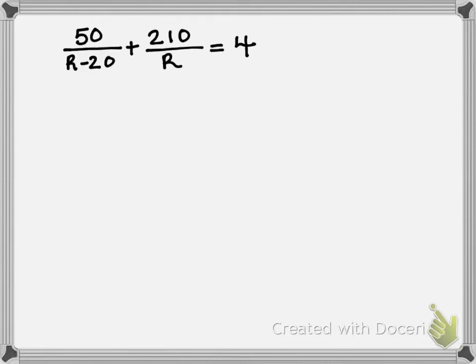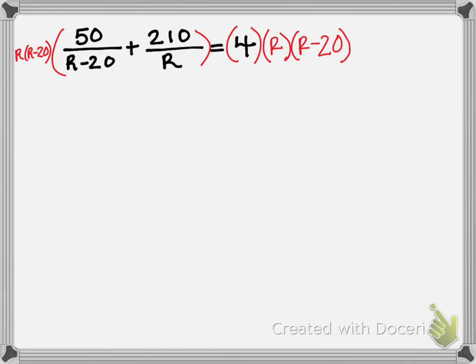So we have our equation from the previous video, 50 over r minus 20 plus 210 over r equals 4. So this is a rational equation, and we know it's a rational equation because we see the variable in the denominator. So we identified our LCD in the previous video as r times r minus 20. So what we're going to do is multiply both sides of this equation by r times r minus 20, and that's the LCD. And the goal is to clear the denominators.